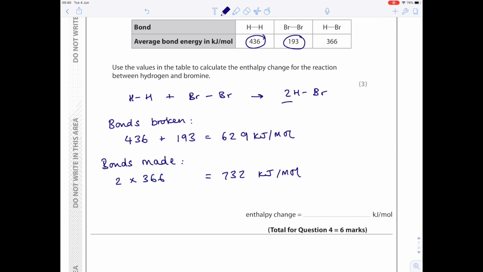So the final step is to do bonds broken minus bonds made. Make sure you calculate this the right way around to make sure your sign's correct. So that's minus 103 kJ per mole, and that's the final answer.